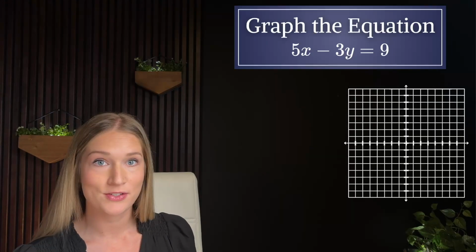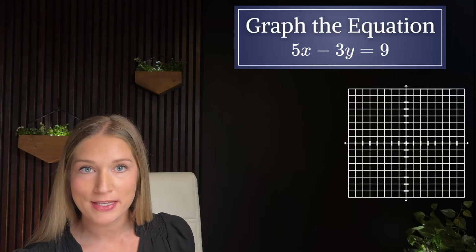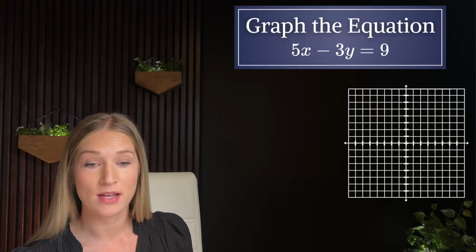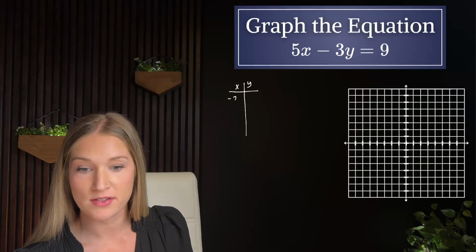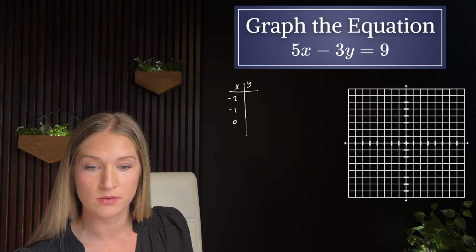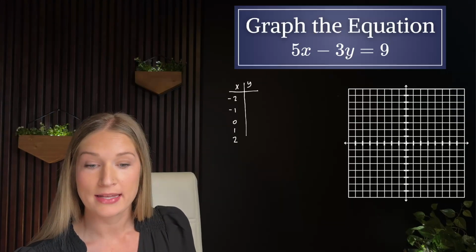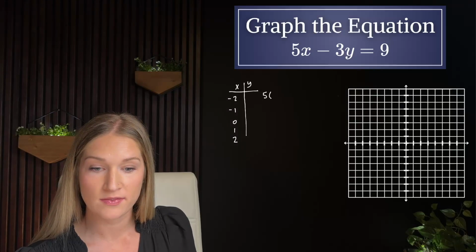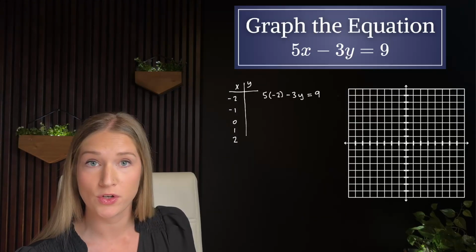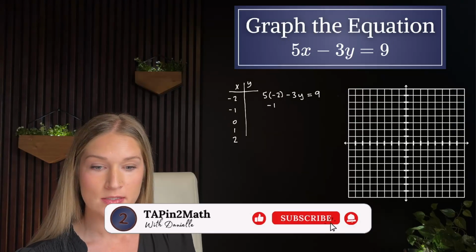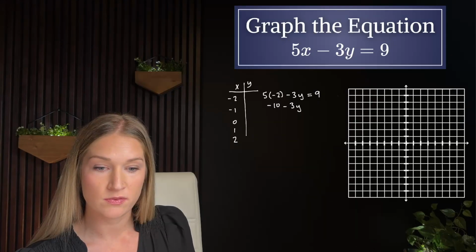The first is to just make a table, choose some x values, and then find the y values. If you wanted to do that, it might look something like this. Usually we pick the x values of -2, -1, 0, 1, and 2. And I plug in the x value that I chose to just figure out what y value would go with that x value. Solving, I do my multiplication first. I'll add the 10 over.